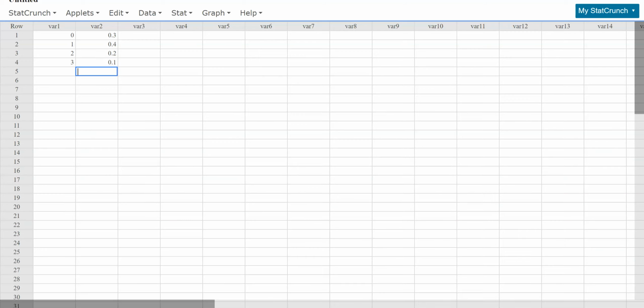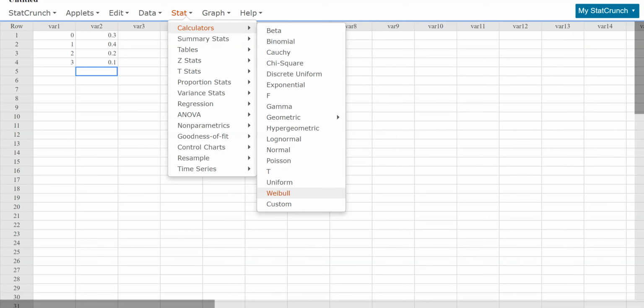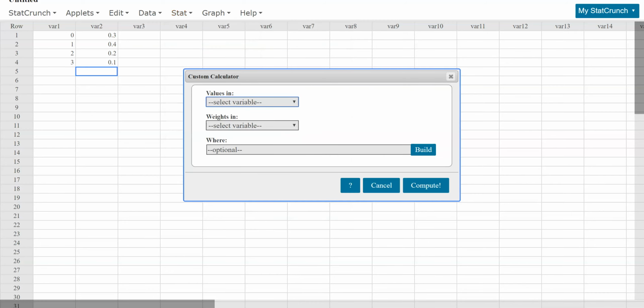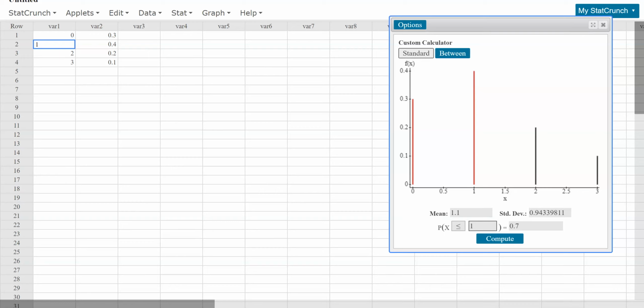Okay? So if you remember, you go to Stat, Calculators, and then you scroll down to Custom. And again, they want to know where the data values are and where the probabilities are. They call them weights. So the data values are in this first column called variable 1, and the weights, or the probabilities, are in this column called variable 2. By the way, you can click on these and change the names. That's just their default name. All you do is hit compute. So again, they give us the mean, which is the expected value, and the standard deviation, and then a probability calculator, which we'll get into later. So the expected value is 1.1 and the standard deviation is 0.943.